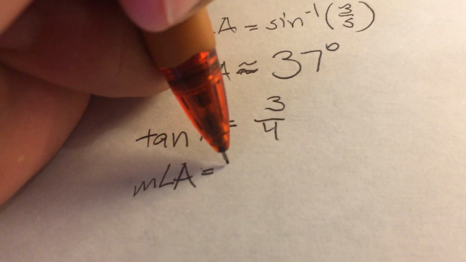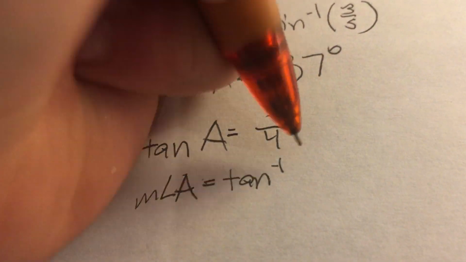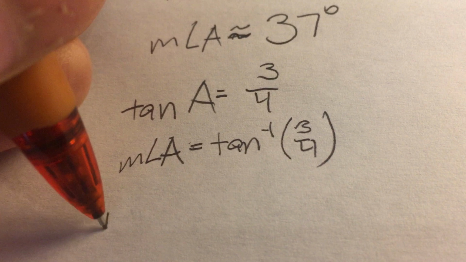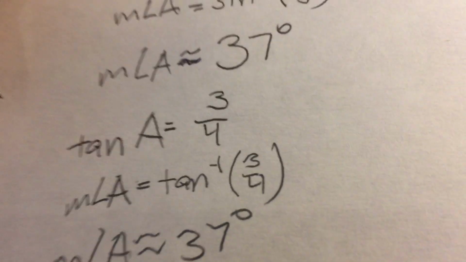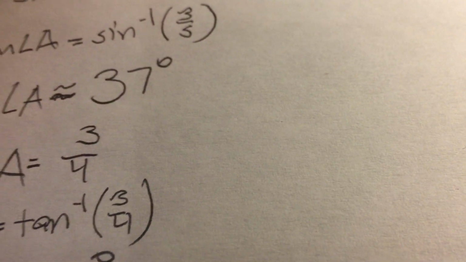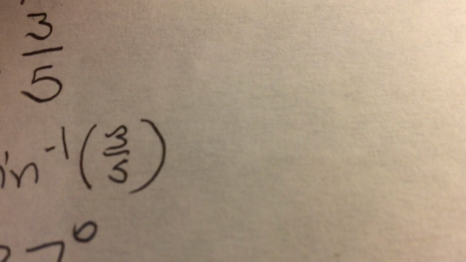So the measure of angle A is equal to the inverse tangent of 3/4. Give you some time to figure it out. You probably guessed it by now. 37 degrees. About 37 degrees. Then angle B. The cosine of angle B equals. Give you some time to figure that out.